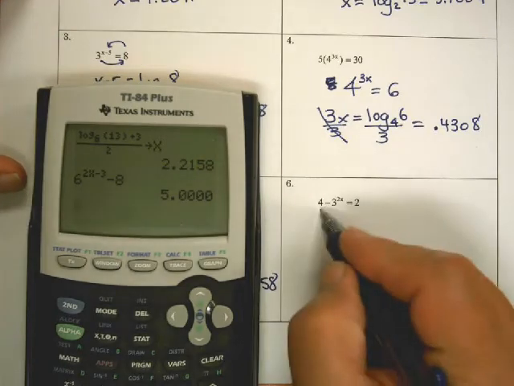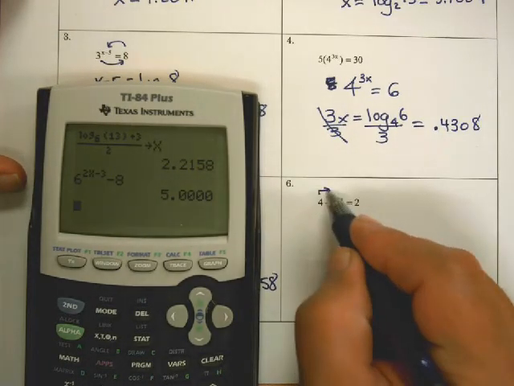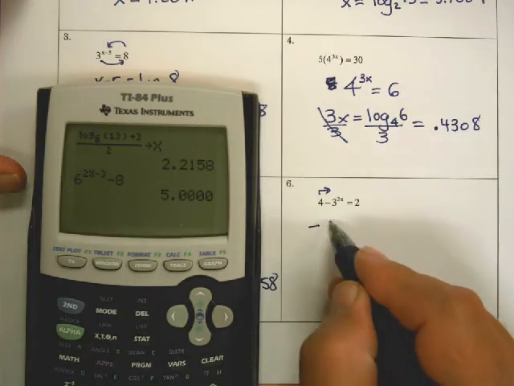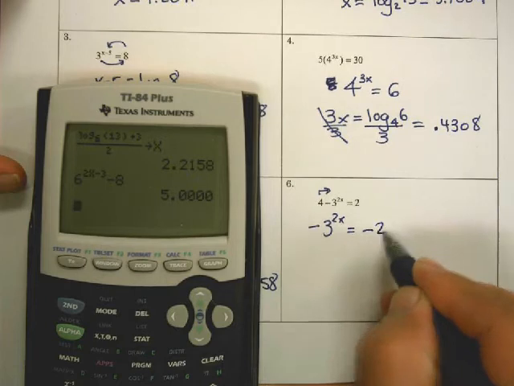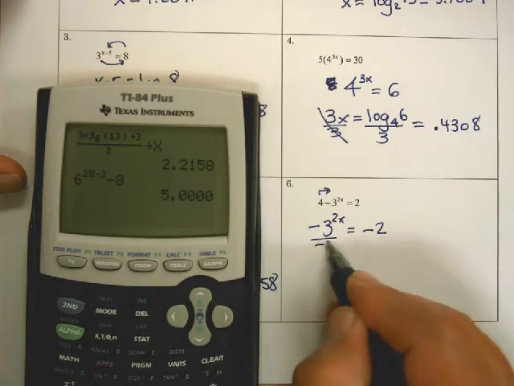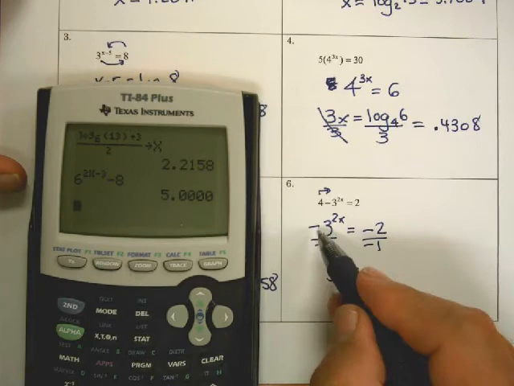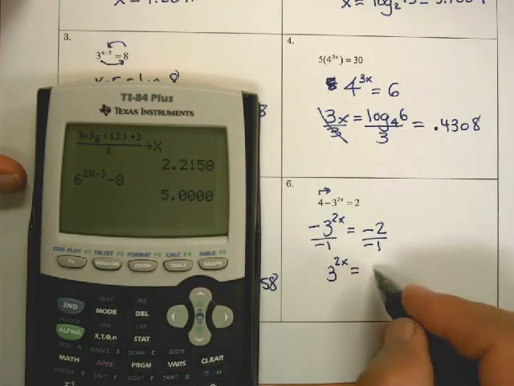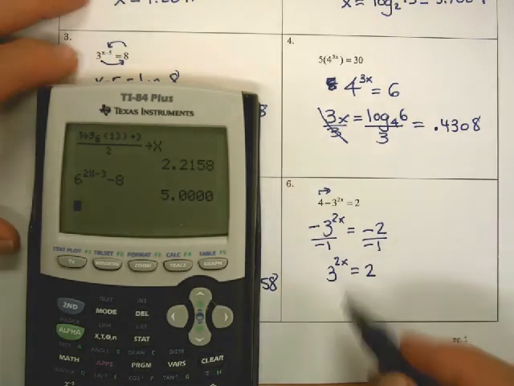Get the base by itself. This 3 to the 2x you got to isolate. So subtract 4 off both sides. And divide by negative 1 on both sides. A lot of people will skip that step. They don't realize that this negative sign is like multiplying by negative 1. So you have to strip off that. And now you unravel it.